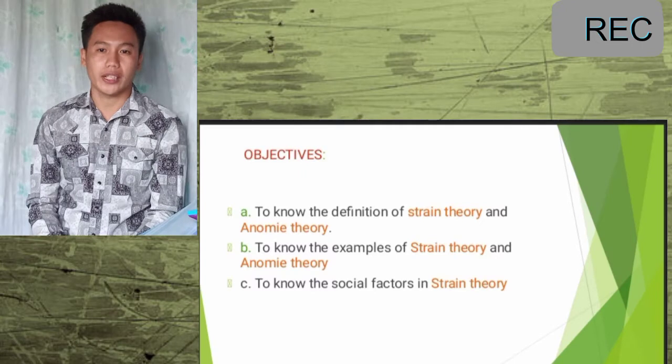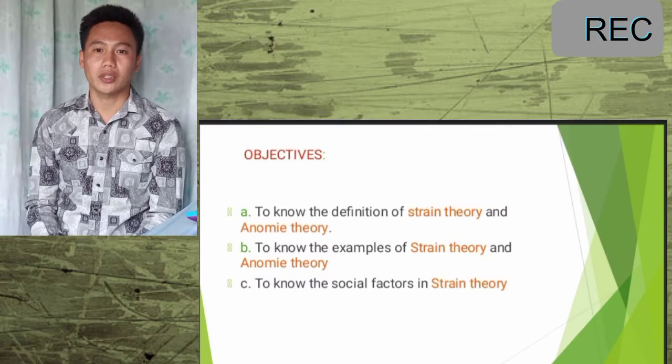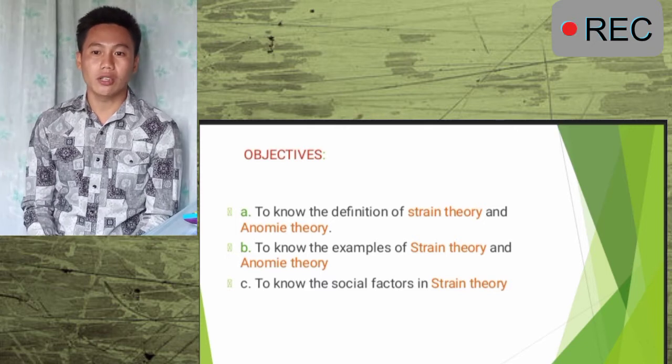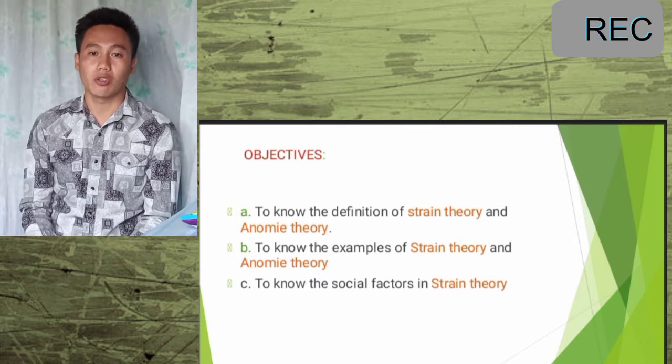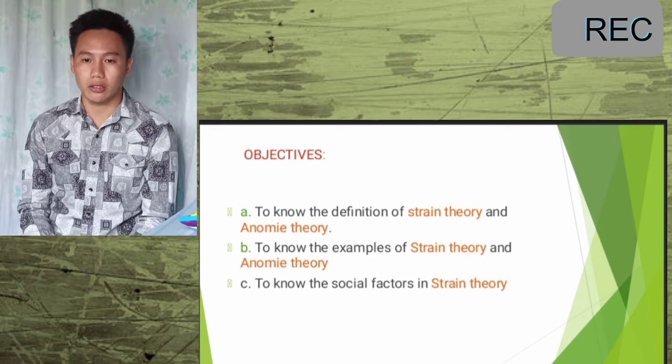Here are my objectives. First, to know the definition of strain theory and anomie theory. Second, to know the examples of strain theory and anomie theory. Lastly, to know the social factors in strain theory.